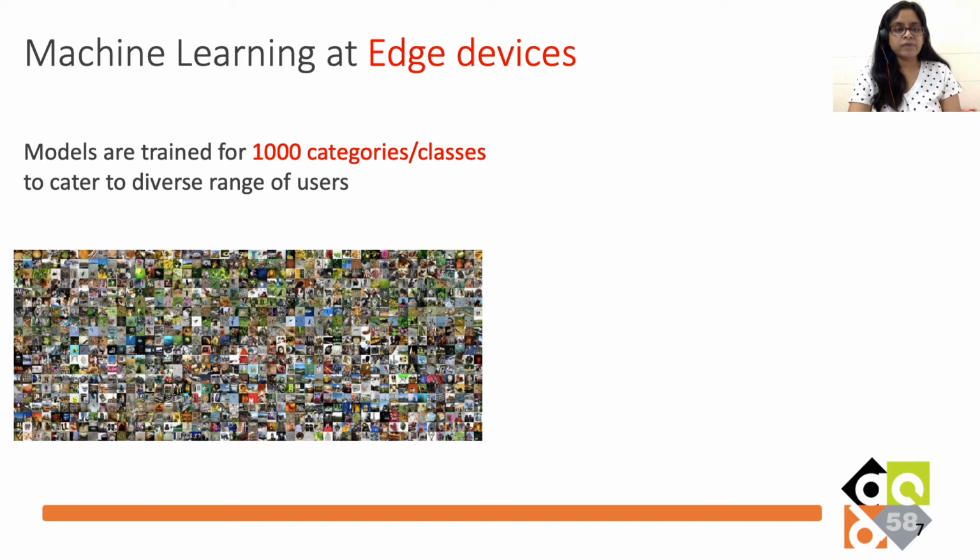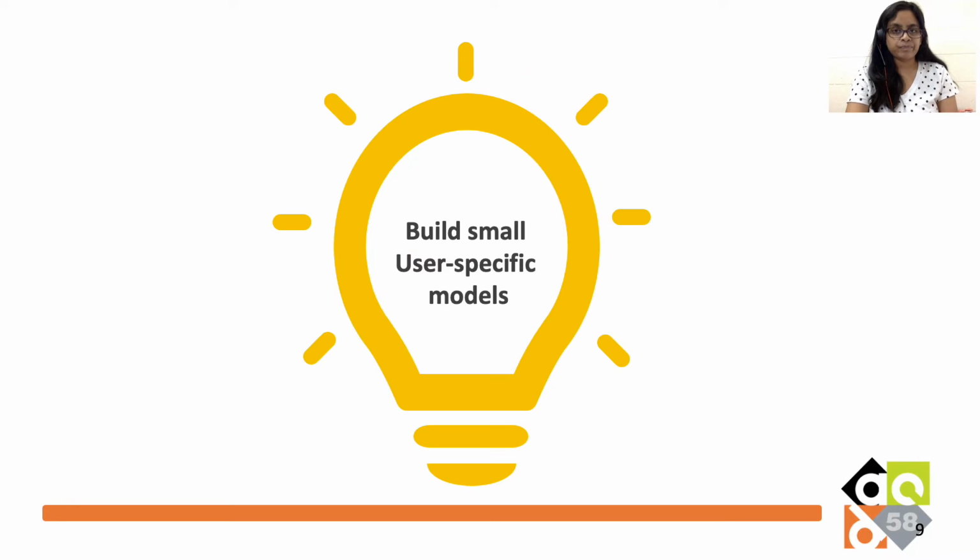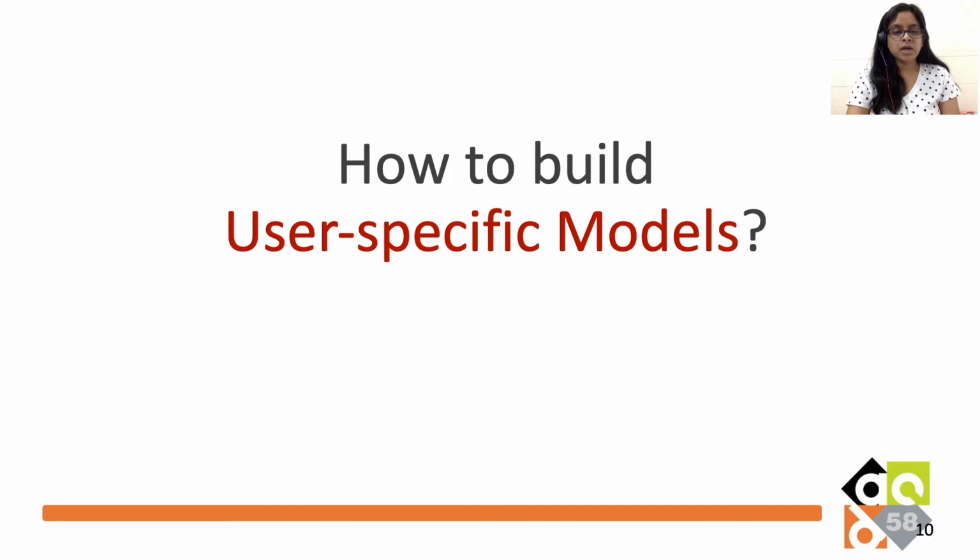In this work, we find that the generic ML models that are trained for thousands of categories to cater to a diverse set of users are overkill for individual users, who usually interact with a handful of categories. Like a wildlife photographer will have a flora and fauna dataset, whereas a food photographer will have food-related images. So why not build user-specific models that are small, faster, and as accurate? So the question is how to build this user-specific model.